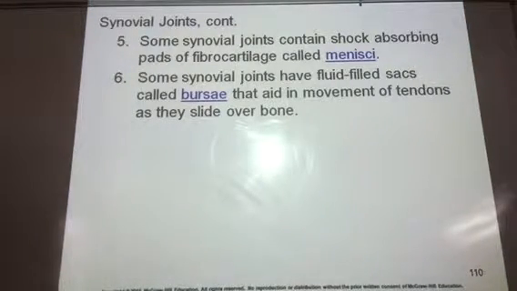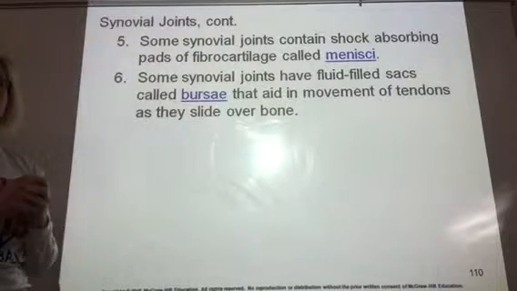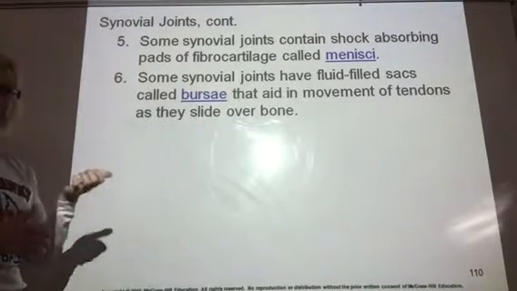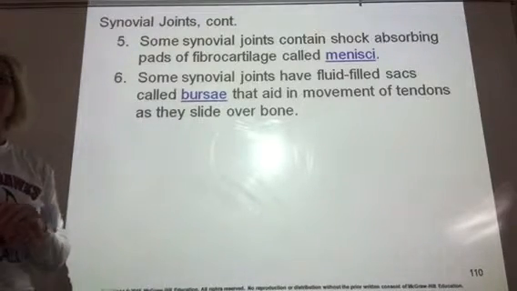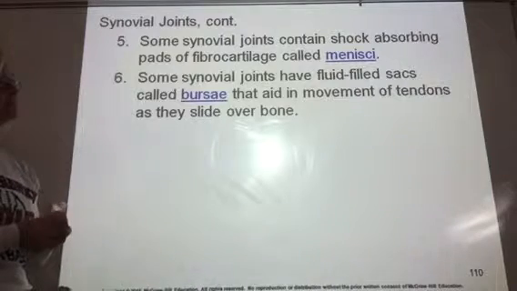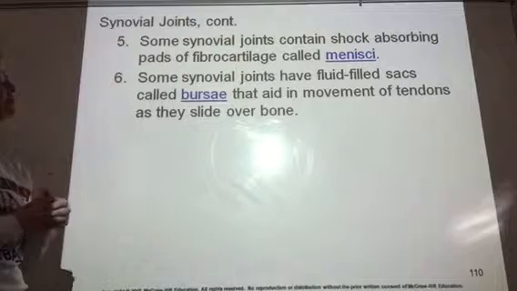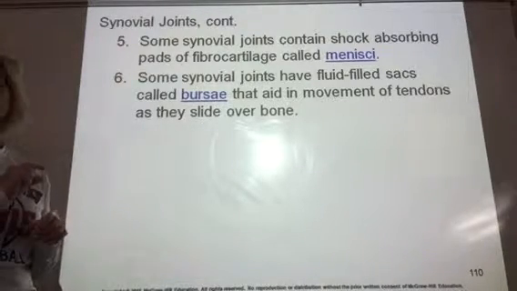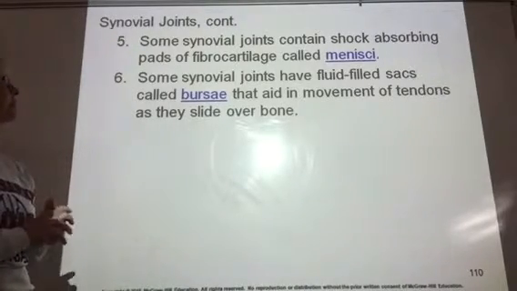Some synovial joints contain shock-absorbing pads of cartilage called menisci. A torn meniscus is what this would be. Your meniscus is a little pad that basically protects your femur from your tibia so they don't rub together. If you've done something to damage a meniscus, your bones can possibly rub together, and that's painful. Or as people get older, those pads will start to shrink so they're not so big, and that can also produce pain.